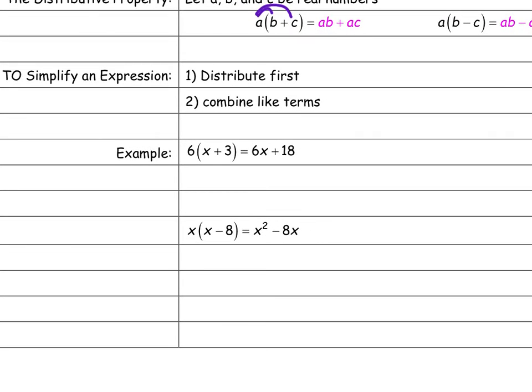On this one, I did 6 times x and got 6x. And 6 times 3 is 18, and that's how we got 6x plus 18. And sometimes I don't distribute numbers. Sometimes I distribute variables. So x times x gives me x squared, and x times -8 gives me -8x. So that's kind of how that works.